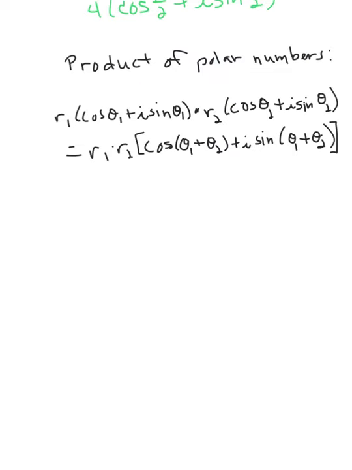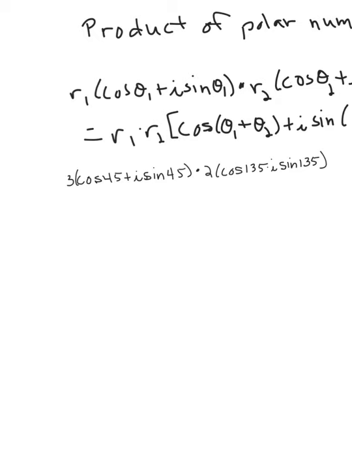In order to multiply two polar numbers, you multiply the r's that are out front. Then you add the angles. You keep the cosine and the sine in the same position, but you add the angles.